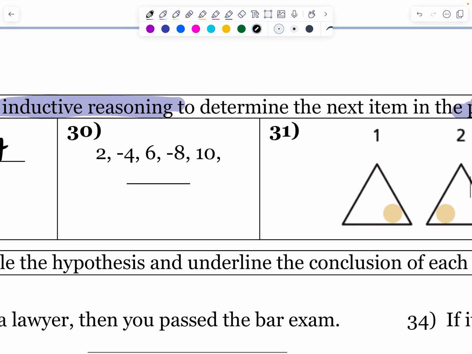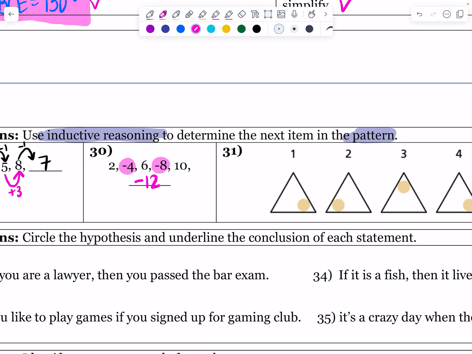All right, number 30, 2, negative 4, 6, negative 8, 10. So the first thing I notice is that these numbers are even, 2, 4, 6, 8, 10, and that every other term is alternating as a negative number. So 2, 4, 6, 8, 10. Many of you will quickly say 12. We just have to make sure that we throw a negative in front of it because we are alternating positives and negatives, and we are doing the even numbers.